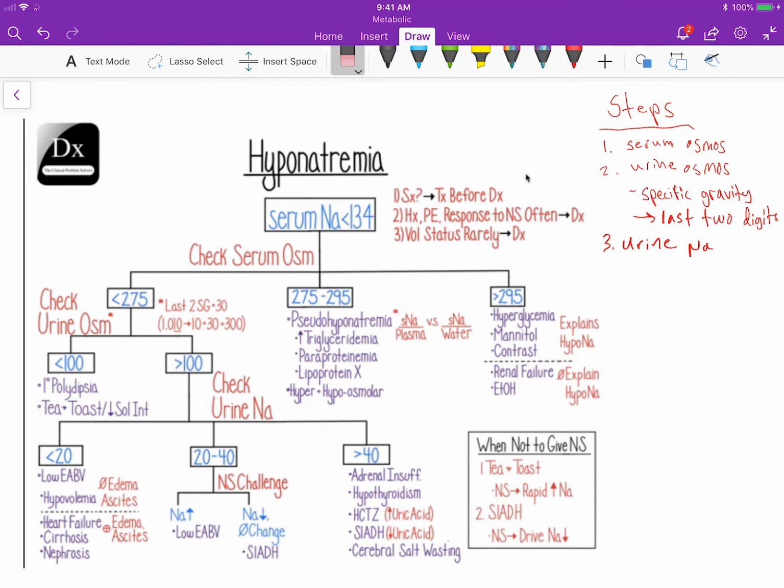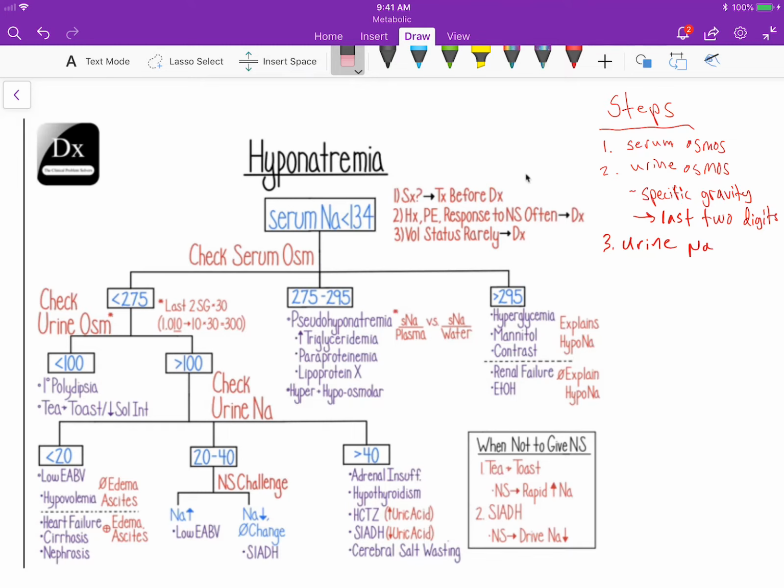And then finally, third point is that volume status sucks at determining the cause of hyponatremia. Sucks is not the best way to put it. It can be deceiving, and it's not clinically reliable. That's what I'm trying to say, and I think it can be used to guide diagnostics, but it should never be used to categorize or exclude diagnoses.